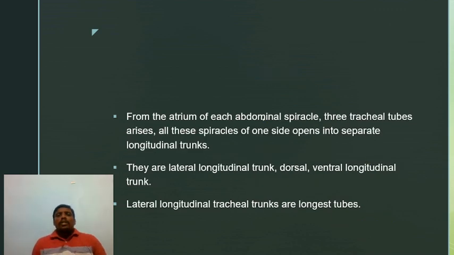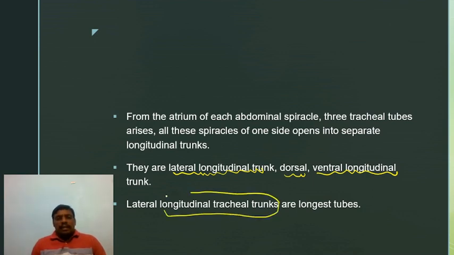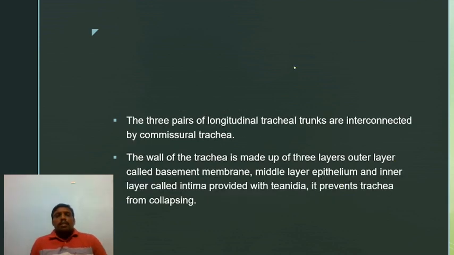Now, from the atrium of each abdominal spiracle, three tracheal tubes arise. These tracheal tubes are the lateral longitudinal trunk, dorsal longitudinal trunk, and ventral longitudinal trunk. The longitudinal tracheal trunks are the longest tubes in the entire respiratory system. As I said earlier, the three pairs of longitudinal tracheal trunks are interconnected by connecting structures called commissural trachea.